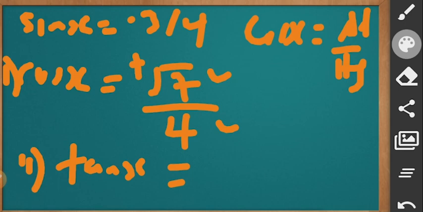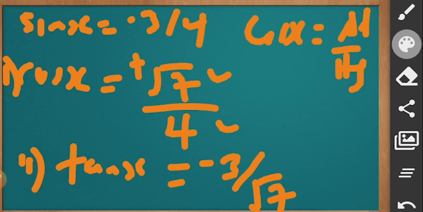If I want to get tan x, it is going to be opposite over adjacent. Our opposite is 3. Is that true? You can correct me if I'm wrong, but according to the diagram we drew, the opposite was 3. Then over our adjacent, root 7. What is the sign of tan in that quadrant? It is negative, so I attach a negative. Are you seeing the reason why I'm attaching negatives and positives? You have to know this.